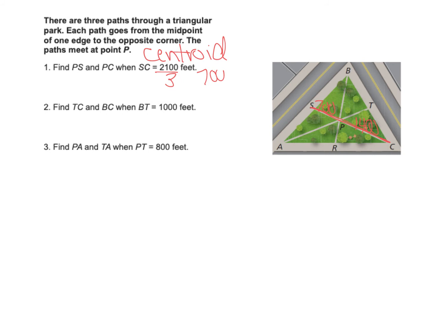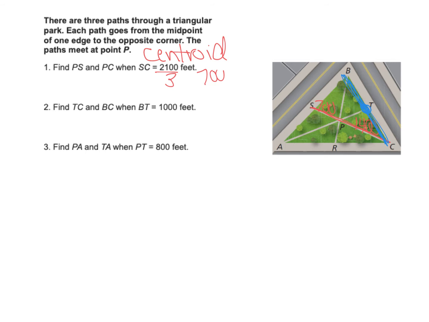TC and BC, if you notice, that is the side of the triangle. Okay, and if we are talking about a centroid, that is the median, which means that side BC, that place where T hits it, breaks it in half. So that means that BT and TC are going to be the same thing.